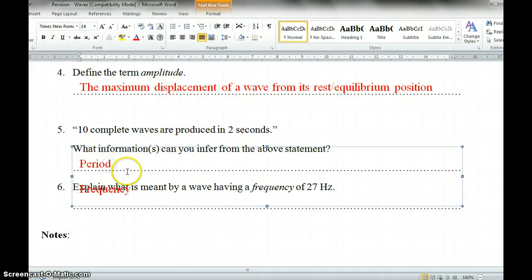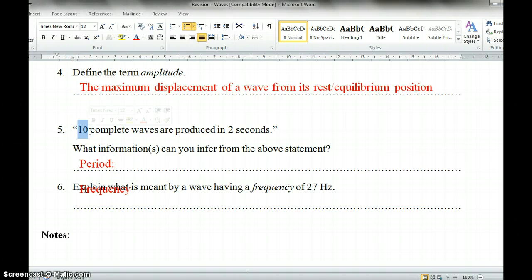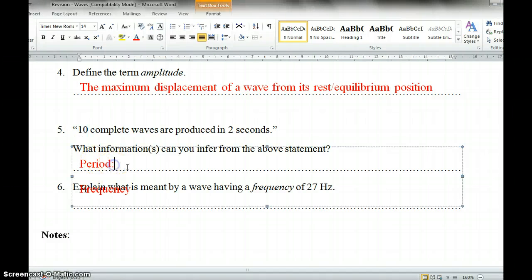Okay, let's ignore frequency first. Now, period is defined as the time taken to produce one complete wave. So over here, 10 complete waves are produced in 2 seconds. What about one complete wave? One complete wave is produced in 0.2 seconds. Agree or not? After some calculation, okay, 0.2 seconds. Do you agree? Right? 10 waves in 2 seconds, so one wave in 0.2 seconds.